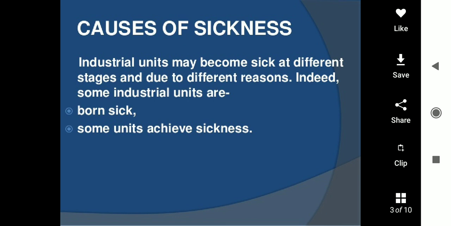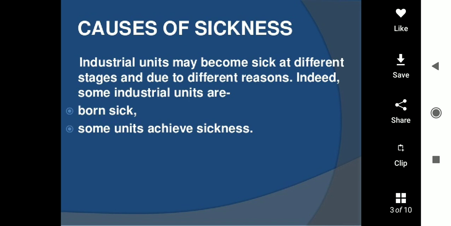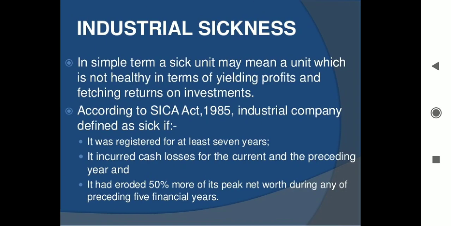I think you all are aware, you must know about industrial sickness. Industrial sickness is when the industry is unable to get returns on its profit, and the following conditions are there according to the SICA Act 1985. It was registered for at least 7 years. It incurred cash losses for the current and the preceding year, and it had eroded 50% or more of its peak net worth during any of the preceding 5 financial years.